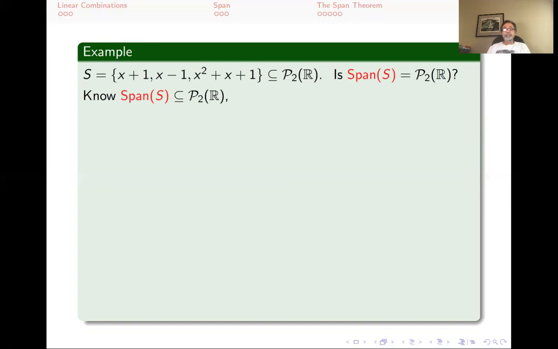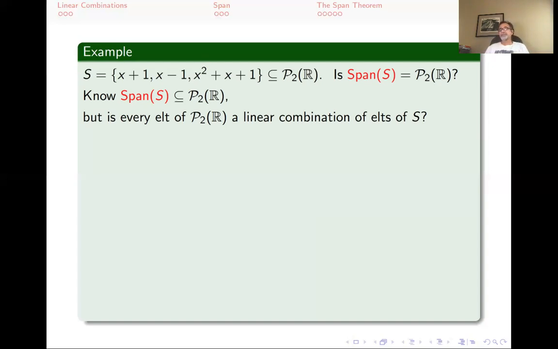We already know that span of S is in P2R. Span is a subspace of the big vector space. So it's already a subspace of P2R. The question is, can I get every element of P2R as a linear combination of elements of S? That's what I'm wondering. And instead of worrying about every element of P2R, I'm going to actually try some very special elements of P2R first, just to get my hands dirty. So first of all, the polynomial 1. Is that a linear combination of these guys?